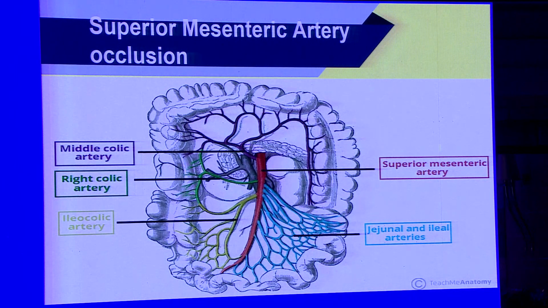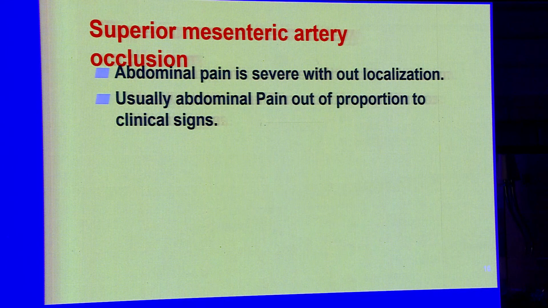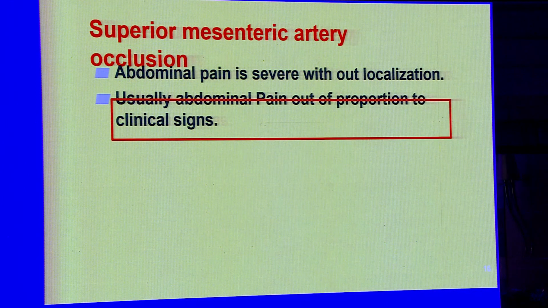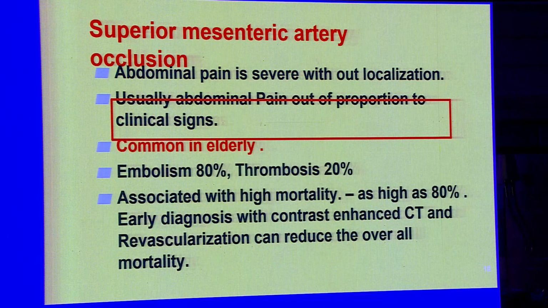This is called abdominal angina. That is a superior mesenteric artery occlusion, and this was detected. Usually it is common in the elderly. The symptoms are usually disproportionate to the signs. There will not be any signs, but the symptoms will be severe. That's why the patient continues to have severe pain, despite the other parameters being normal.